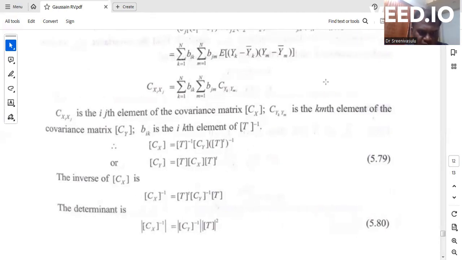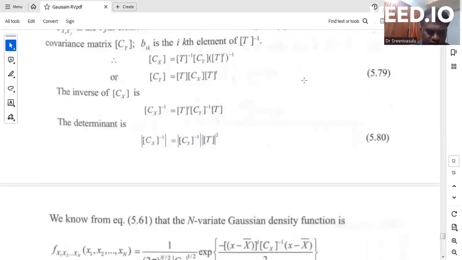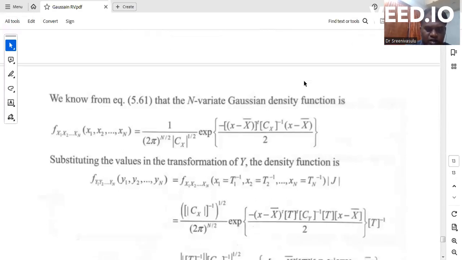So the inverse of Cx is Cx inverse. If you write the inverse, whenever there is a T inverse, it can be modified as T, Cy is modified as Cy inverse, and T inverse is modified as T. Then you can calculate this Cx inverse. Cx inverse is going to be obtained as this T transpose into T, which gives T square, and Cy inverse. So finally, this is going to be written in the density function, the Gaussian n random variable density function.